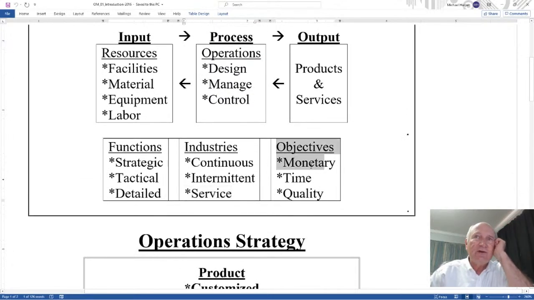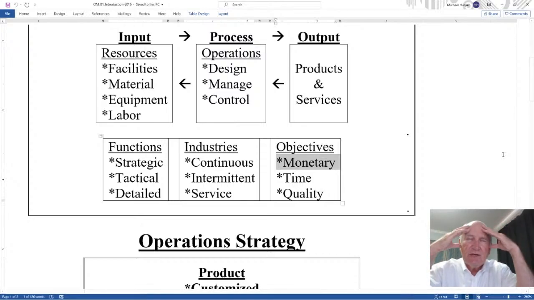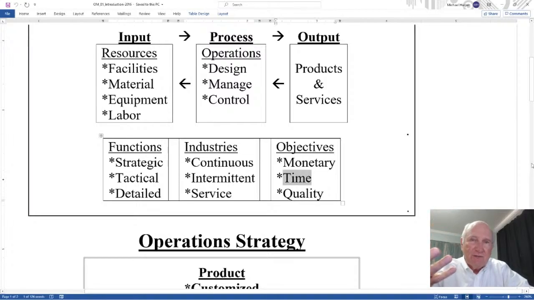Finally, we have different objectives that we'll be looking at in here. First is monetary objectives. This is where we will start: maximizing profit, minimizing cost. We'll start with monetary objectives within operations. Then we'll move to a second objective, and that is time. Well, we can minimize our cost and maximize our profit, but let's do it faster. Let's do it with high quality in a minimum amount of time.